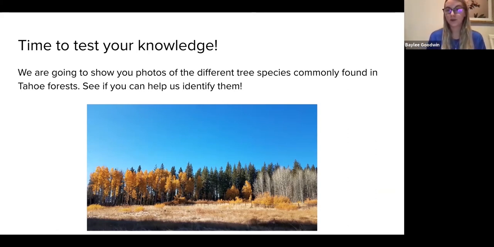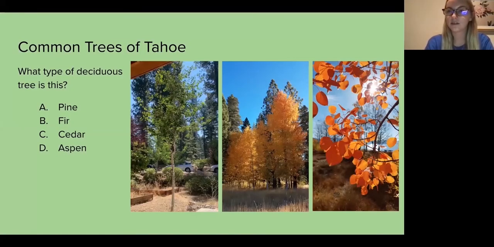Now we are going to put your new knowledge to the test. I'm going to show you some photos of trees, and I'm going to ask you a question and see if you can identify what tree they are. So let's dive right in. Our first question is, what type of deciduous tree is this? It can be a pine, fir, cedar, or aspen.